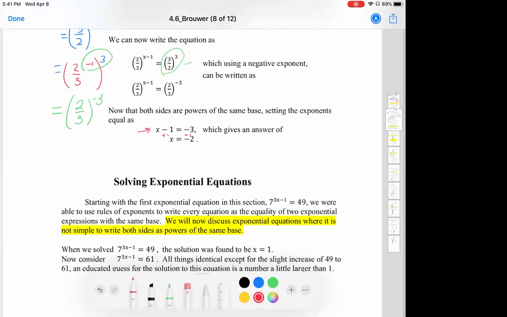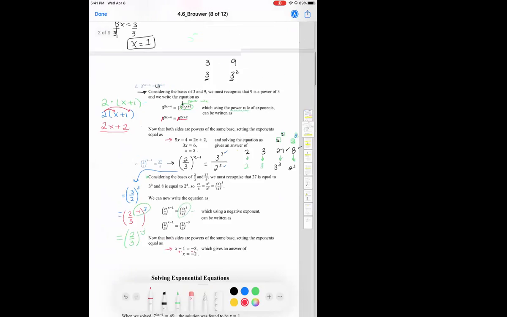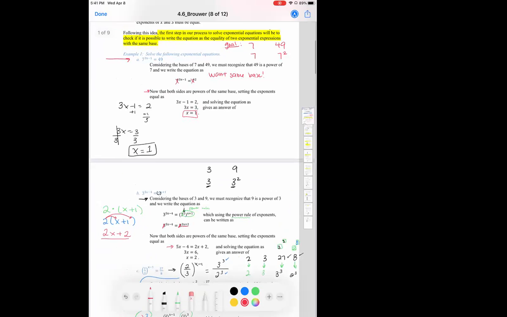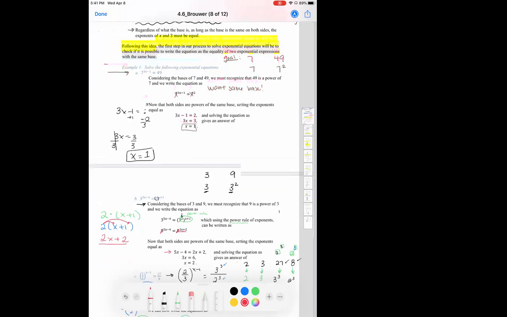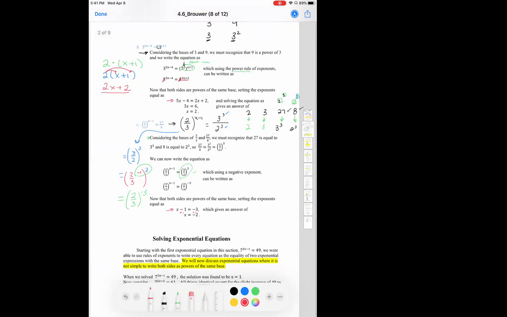All right, so let's take a moment to let this sink in. So our whole goal here is to get that same base. Once I have that same base, I can go ahead and work with our exponents only. And that's the whole point to these problems.